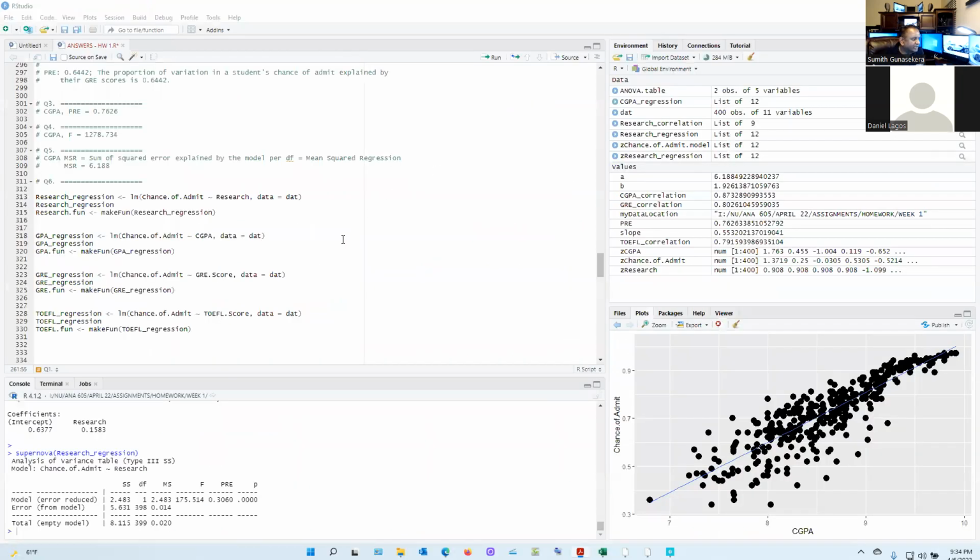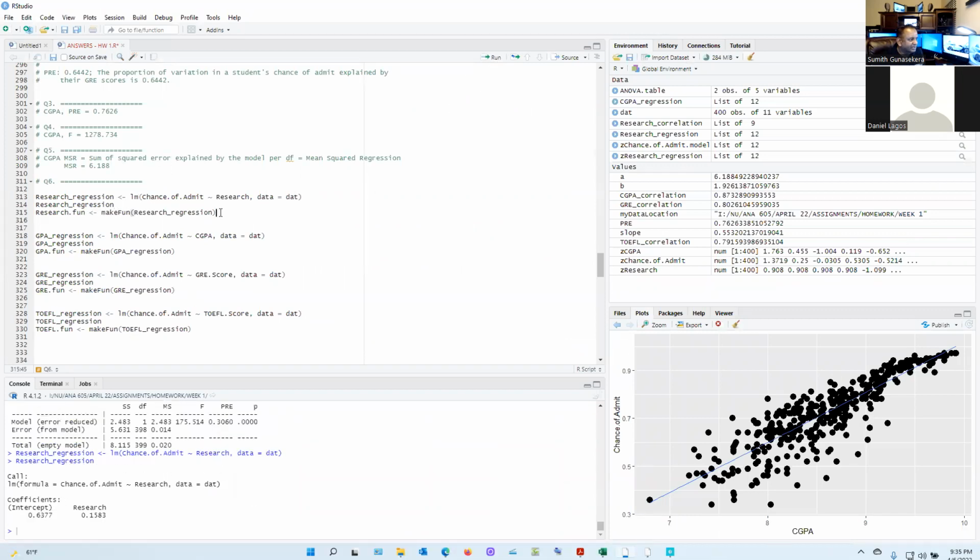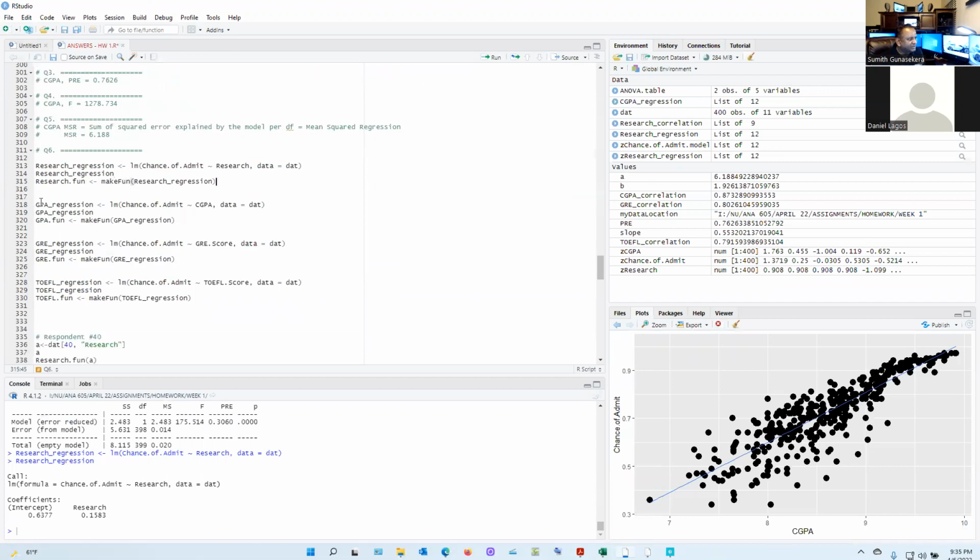So that's why we're going to make a function here. This is the regression. I'm going to run the regression and call it the research regression, and make a function of that, so every time I put a value in, I can get the necessary answer. Whatever answer I'm looking for, I can easily get. Let's work on this one. In a similar fashion, you can do the same thing for the CGPA, GRE score, TOEFL score.